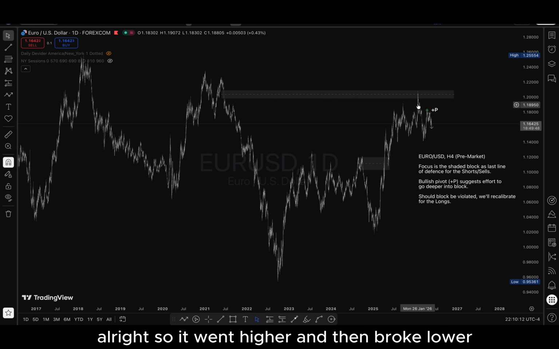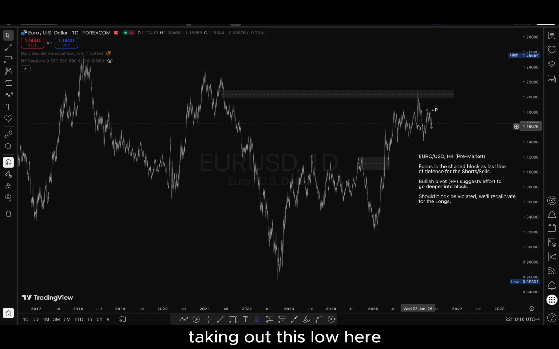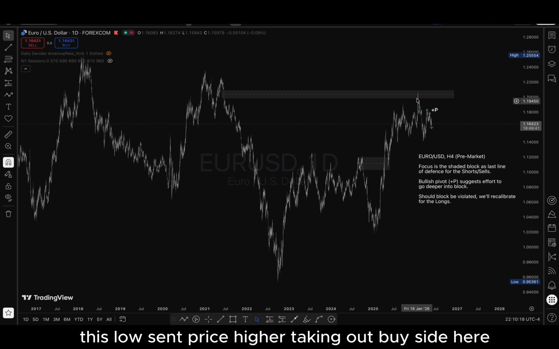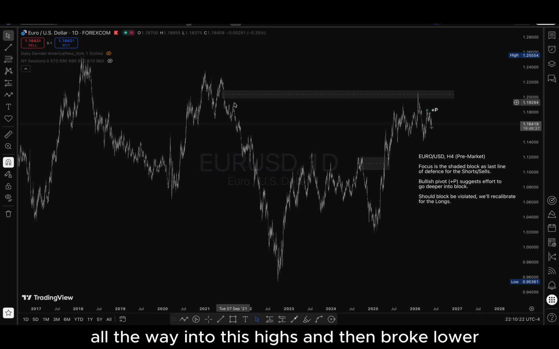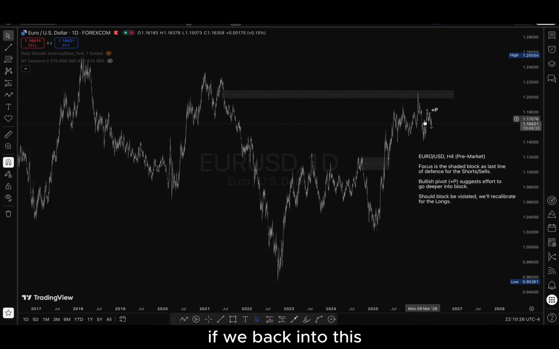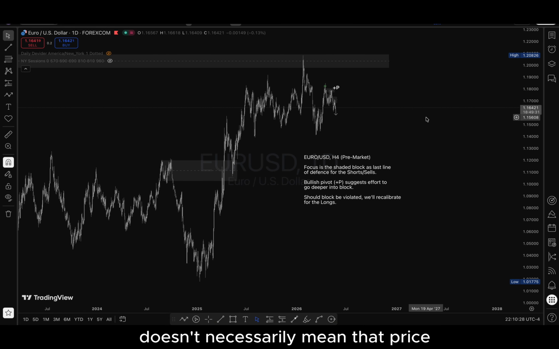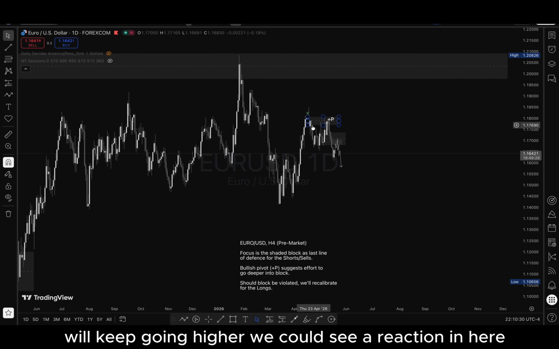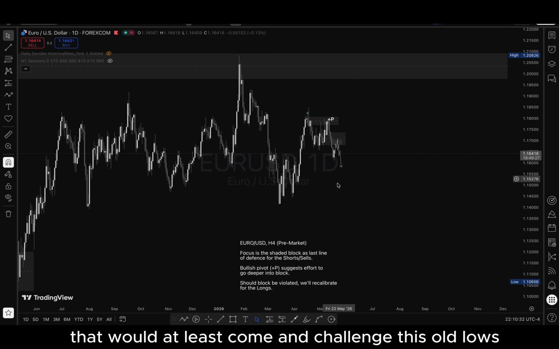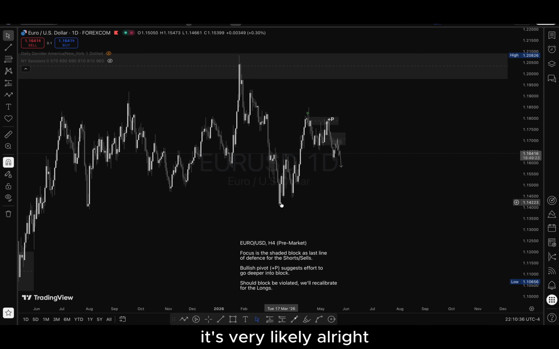All right. So it went higher and then broke lower, taking out this low here. This low sends price higher, taking out buy side here, taking out buy side all the way into these highs, and then broke lower. A pullback into this doesn't necessarily mean that price will keep going higher. We could see a reaction in here that will at least come and challenge these old lows. It's very likely.